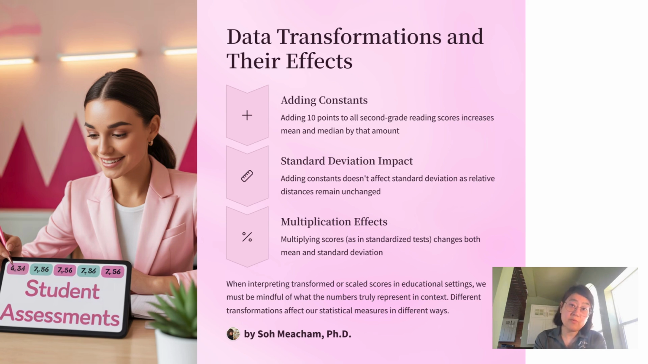But what happens if you instead multiply everyone's scores by a constant, like scaling scores for a standardized test? In that case, both the mean and the standard deviation change. So, when interpreting data, especially transformed or scaled scores, we have to be mindful of what the numbers really represent in context.